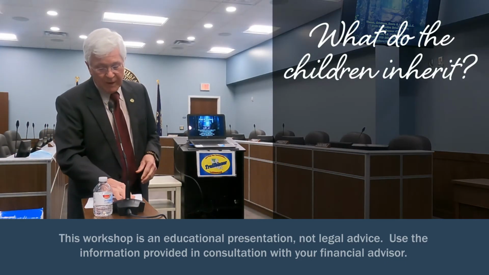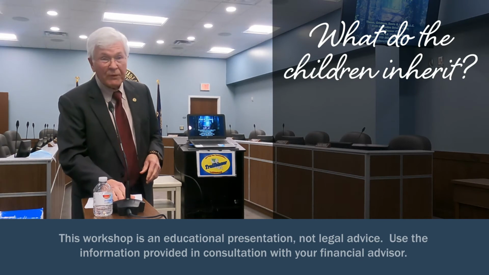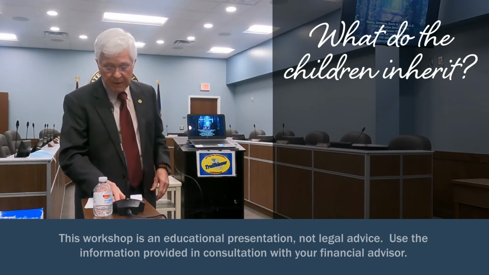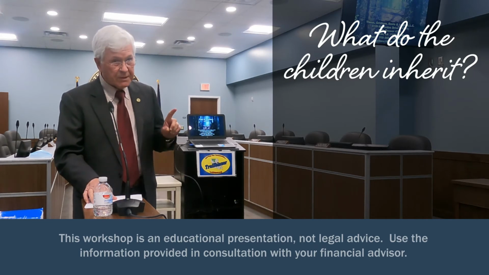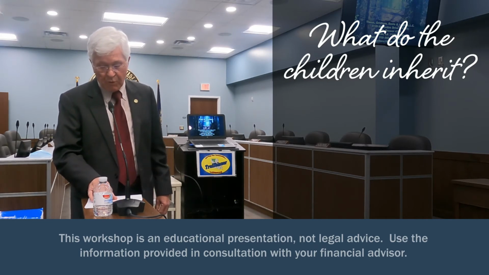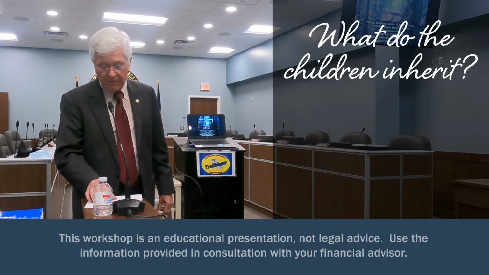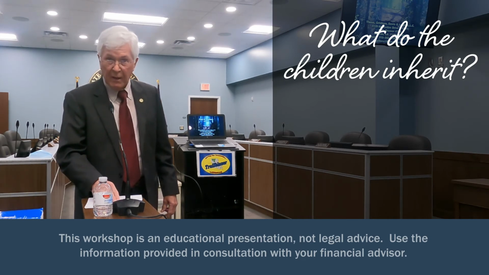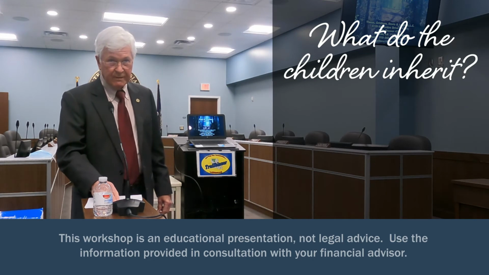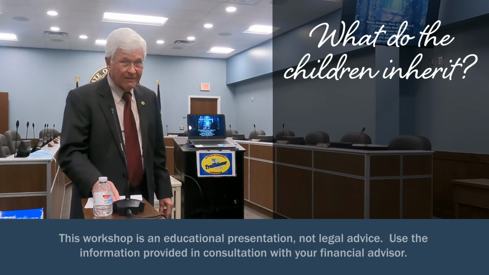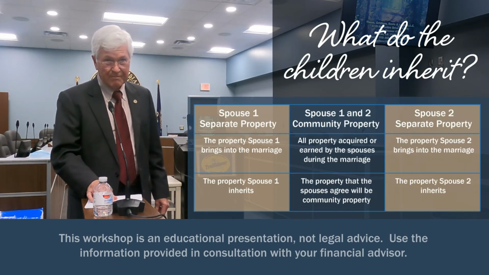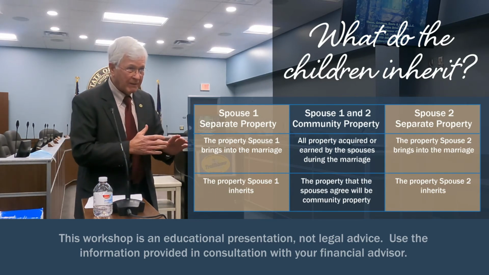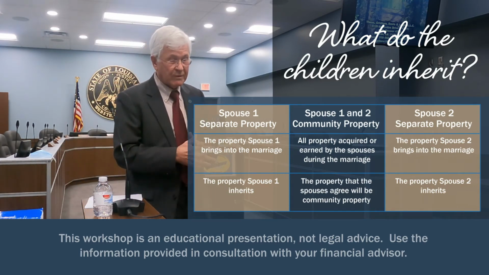Okay, what happens when you have a spouse and children? What do the children inherit? The children inherit the deceased half of the community property, but subject to the surviving spouse's right of use for life or until remarriage. What else do the kids get? They get all of the deceased person's separate property. Okay? Very important.